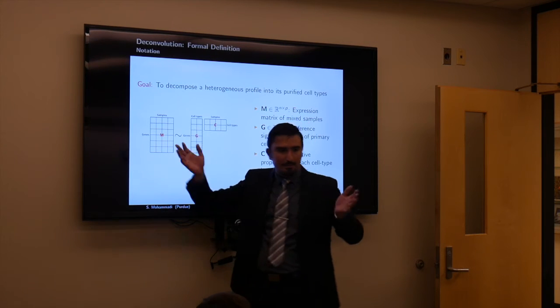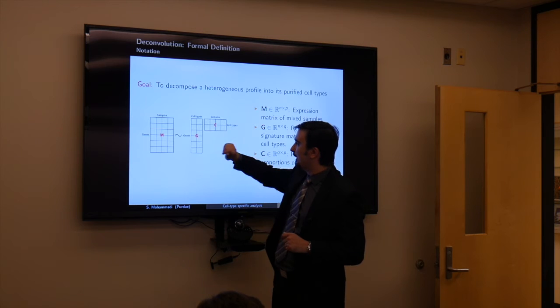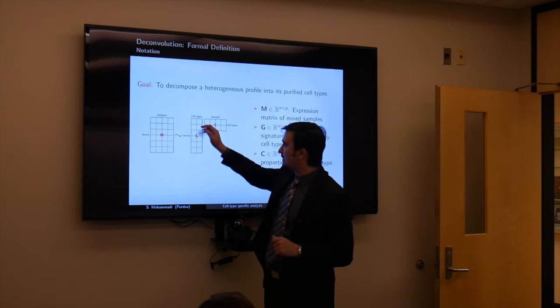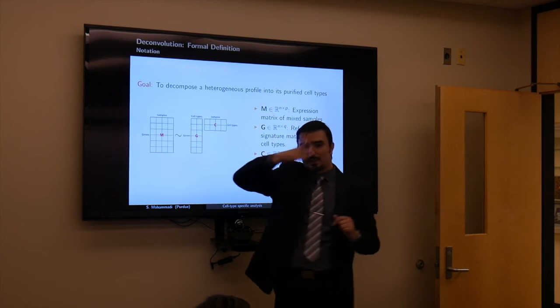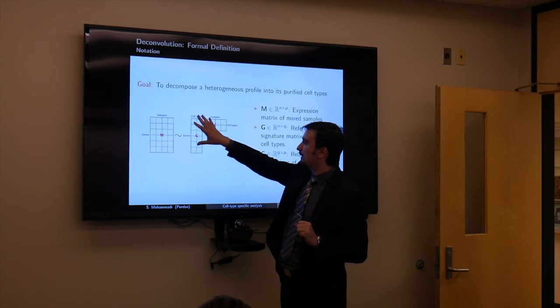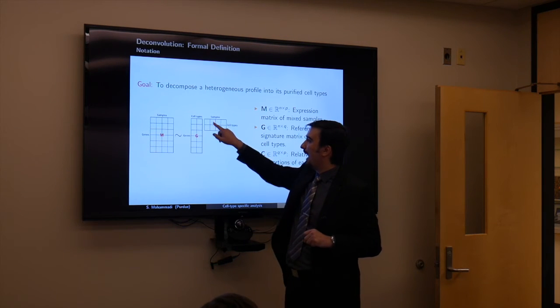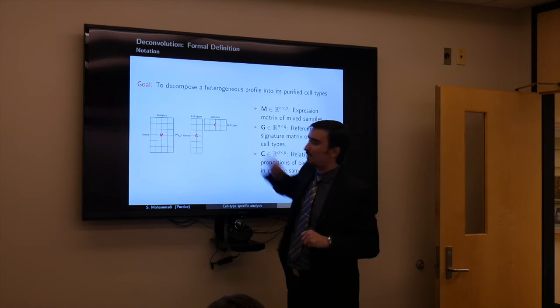And each sample is a mixture of all these cell types. So I want to decompose it as GC, where G is the same genes, but their value in different cell types, purified cell types. And C, so this one tells me how does each cell type look like. This one tells me how much of each cell type do I have in each sample.